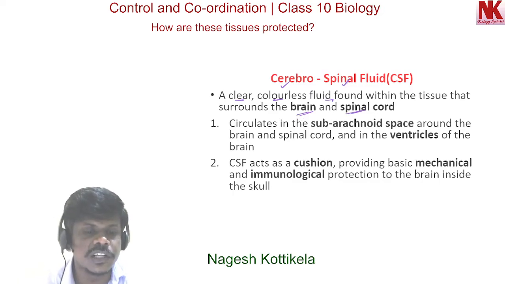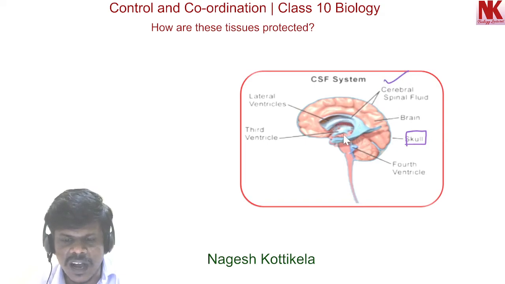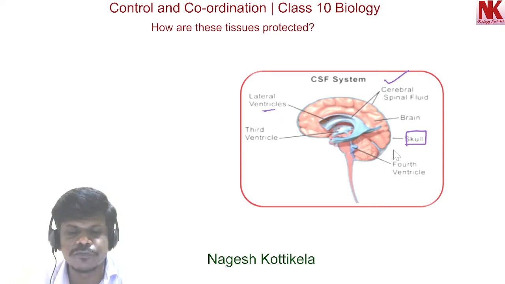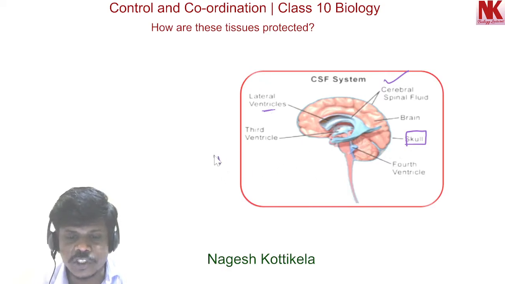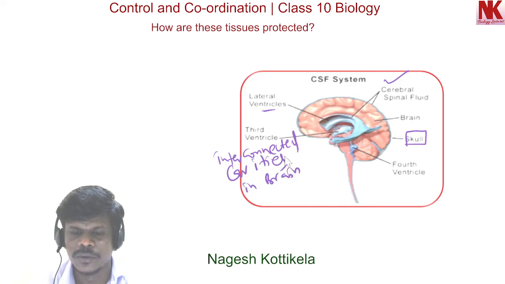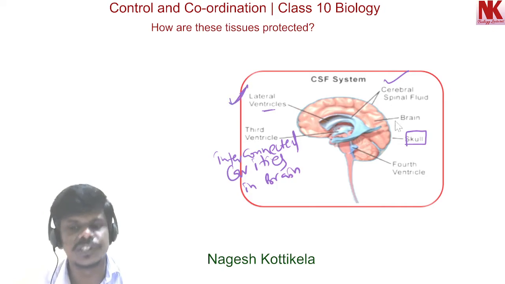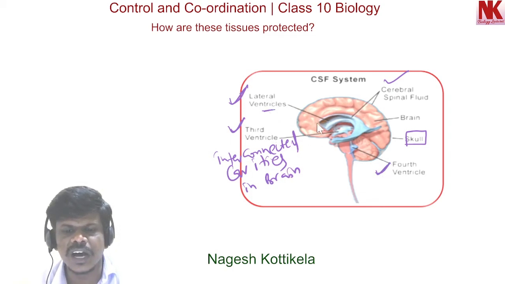You can see here in this picture, these are called ventricles. These are a set of four interconnected cavities in the brain. You can see here the lateral ventricles, then the third ventricle, and the fourth ventricle. These are the four interconnected cavities in the brain.